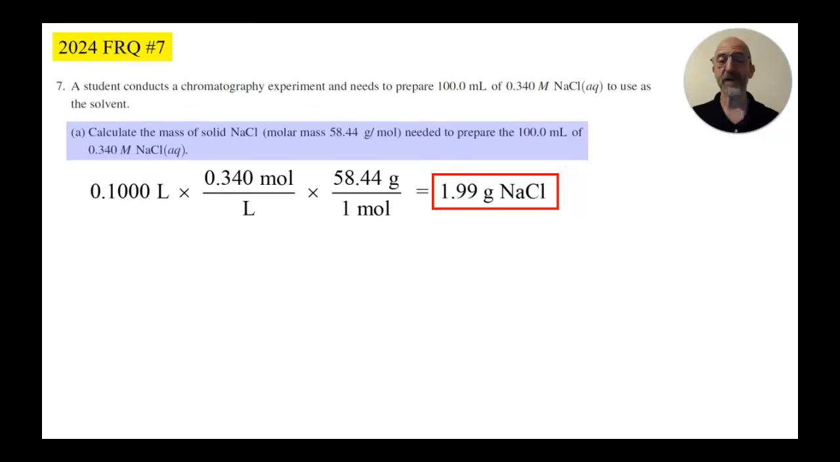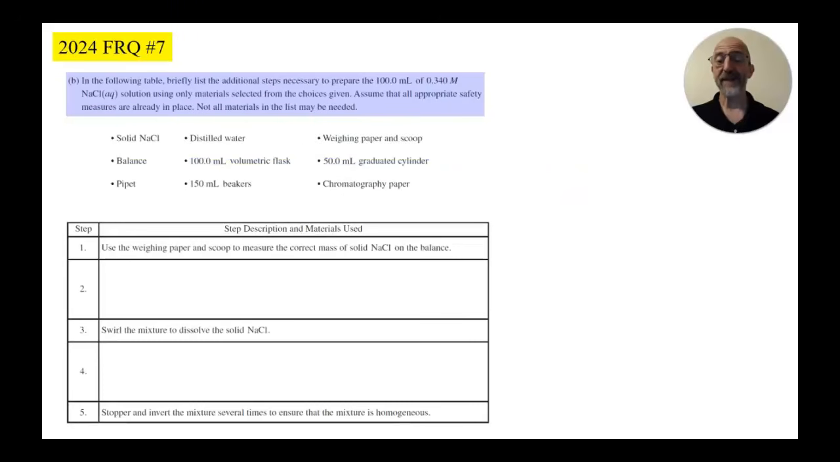So anyway, that is the correct answer, 1.99 grams. This was a chromatography experiment. So let's see what the next part of this question is. As you can see, this is a procedure question in which some steps of the procedure are listed. We have step 1, step 3, and step 5 already printed in the table, and we have to fill in the missing steps to complete the procedure.